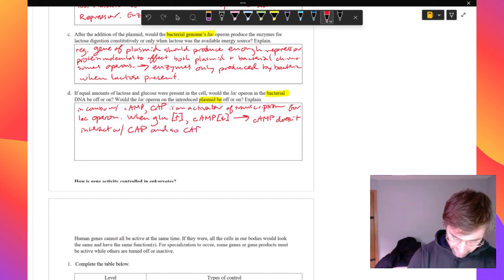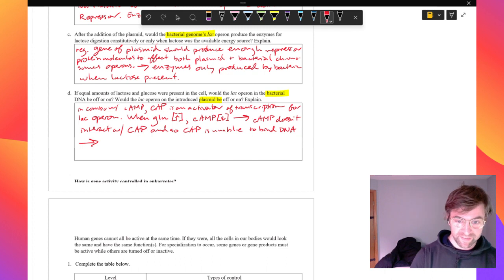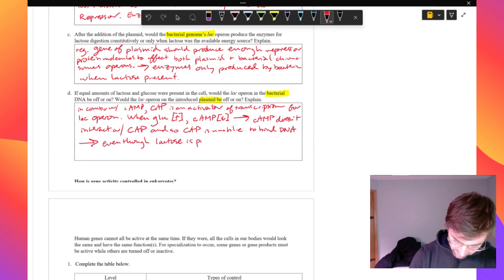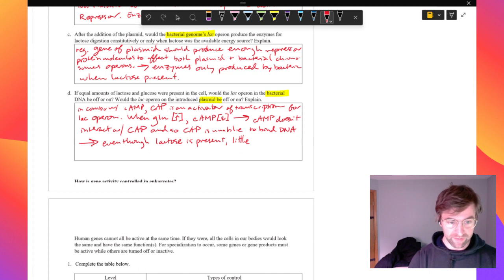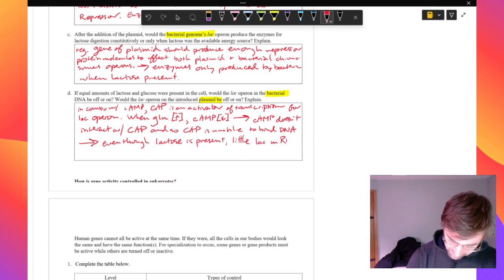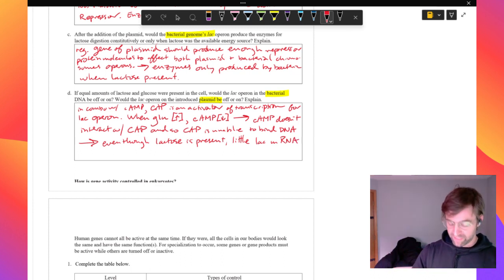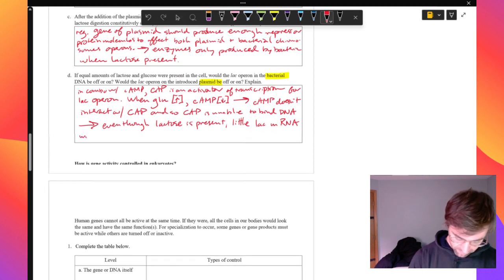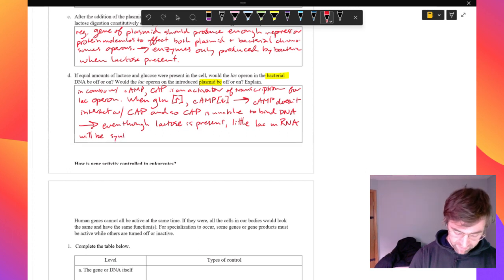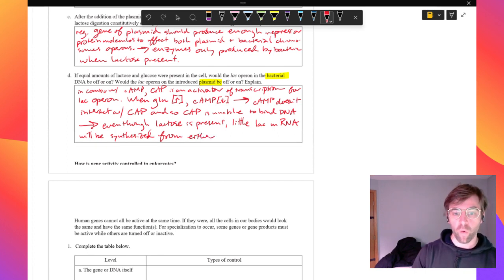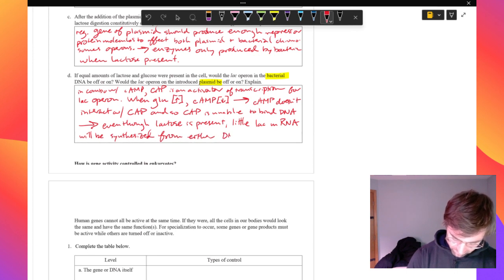And so, catabolic activator protein is unable to bind DNA, and as a result, even though lactose is present, very little, not none, but very little, lac messenger RNA, those genes responsible for creating those enzymes for breaking down lactose, will be synthesized from either the E. coli bacteria or the plasmid. Cool.